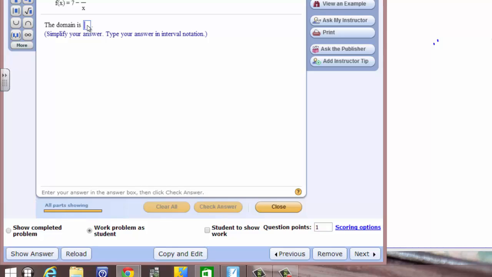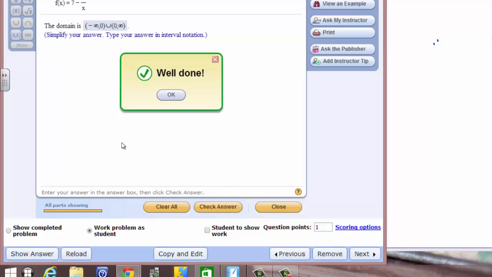So we need negative infinity, so we'll use the palette for infinity, comma, to 0, close the parentheses, and also from 0 to infinity. But we need our union symbol for that, union 0 to infinity. And close the parentheses. Notice they're both curved parentheses because 0 is not included and infinity is never included. And there you can see.